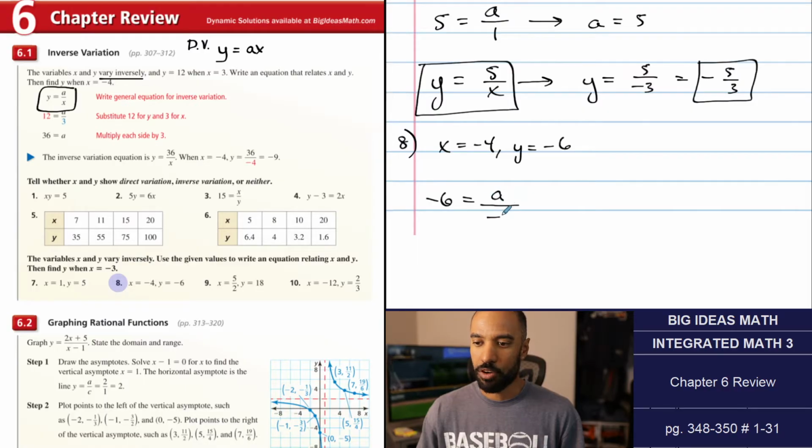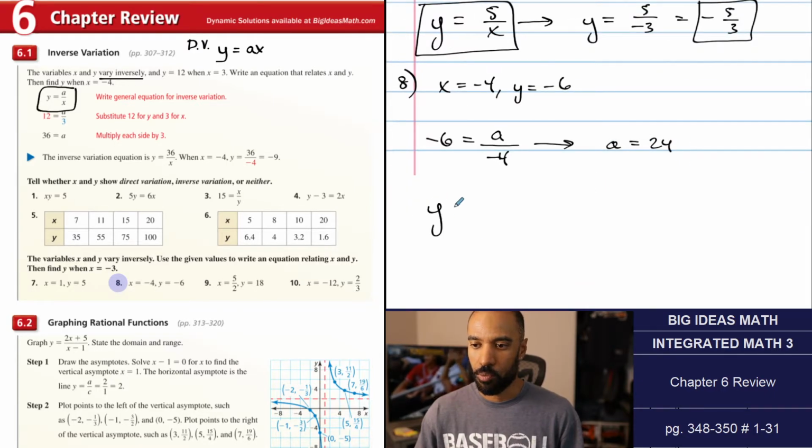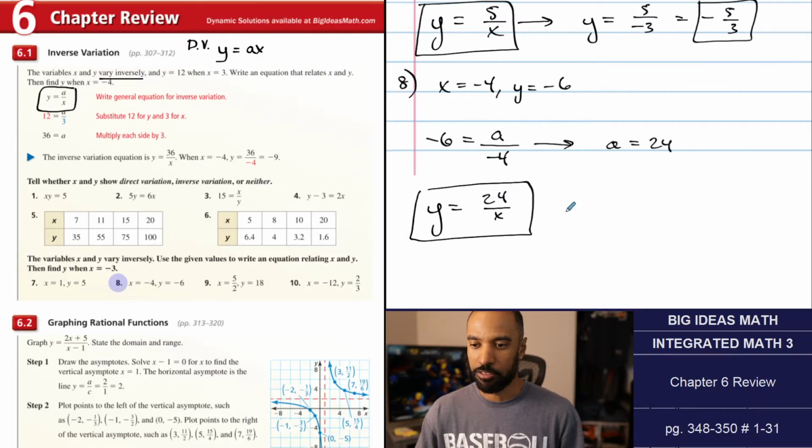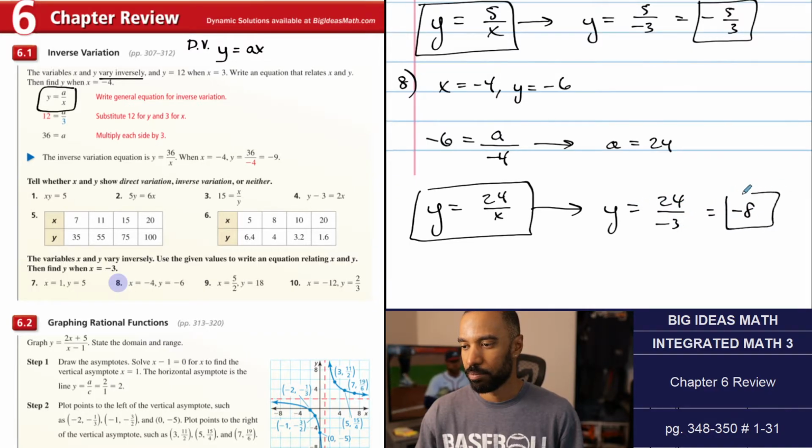Negative 6 equals a over negative 4 is the next set here. We'll multiply both sides by negative 4 to get positive 24. It is a positive value. So the equation is going to be y equals 24 over x. See, dividing by a negative gave us a negative, and therefore dividing by negative 3 will also give us a negative value. In this case, it's going to be negative 8.